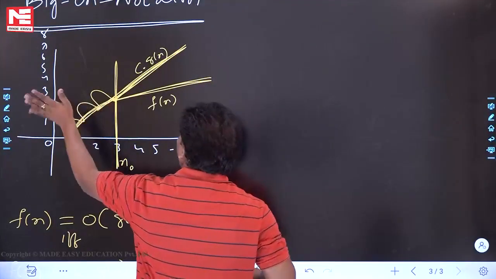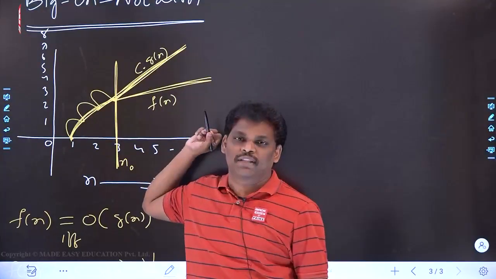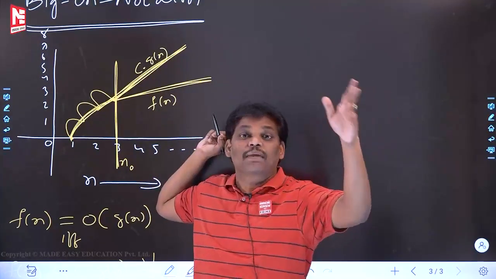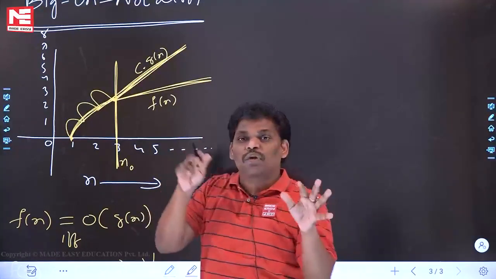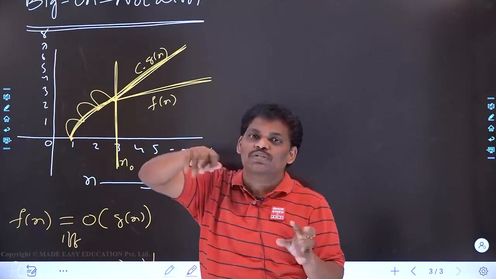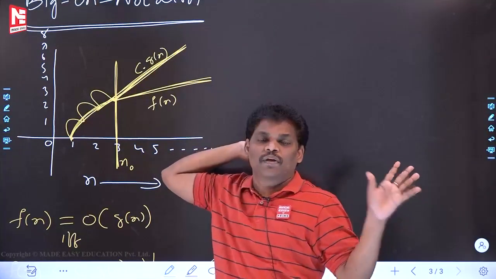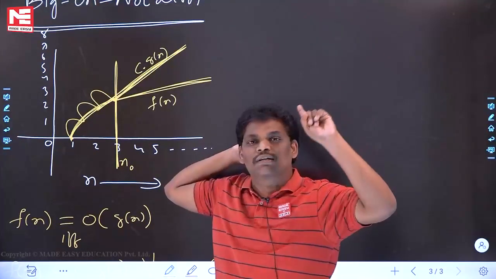Before n0, anything can happen. This is the area where I don't know clearly what the relation between them is. Maybe f is bigger, maybe g is bigger, maybe equal. I am unable to comment. If you are also unable to comment, please don't worry. From which place onward can you see the relation between them clearly? From this point onwards, I can say g is bigger than f after taking c's help.